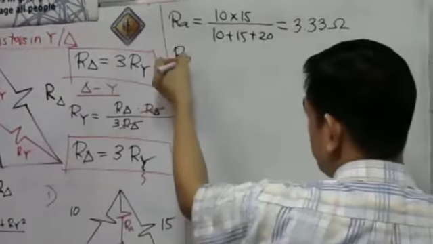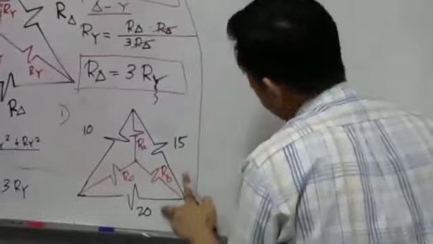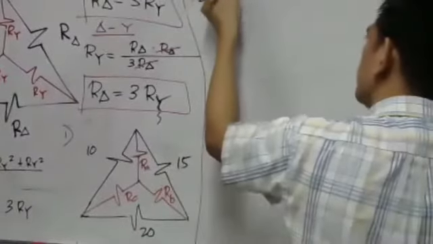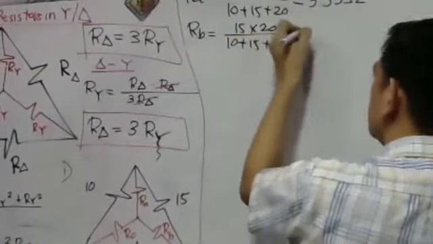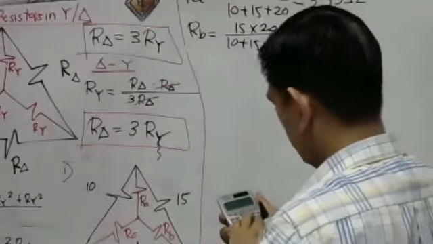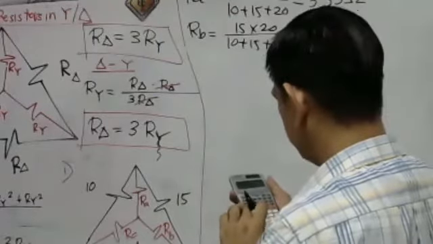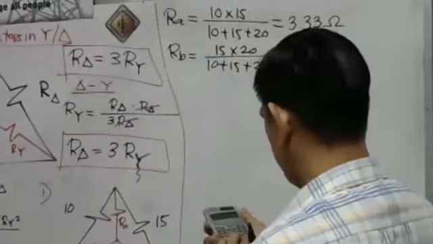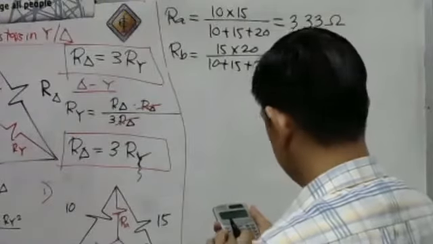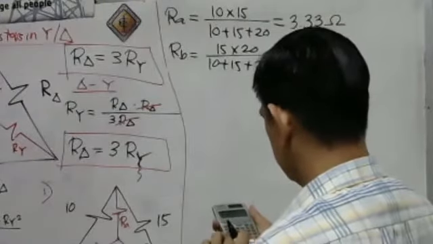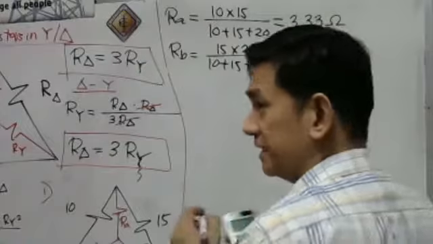What about our RB now? We have our RB, use our two fingers here. Okay, our RB will be 15 times 20 all over 10 plus 15 plus 20. So we have 15 times 20 divided by 10 plus 15 plus 20. The answer would be 20 over 3 or 6.67.